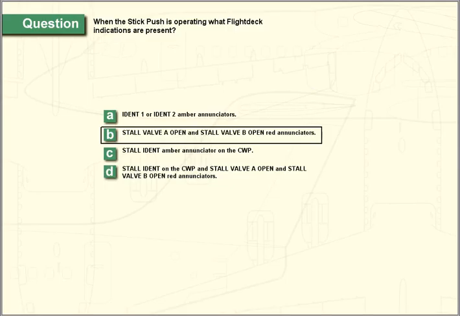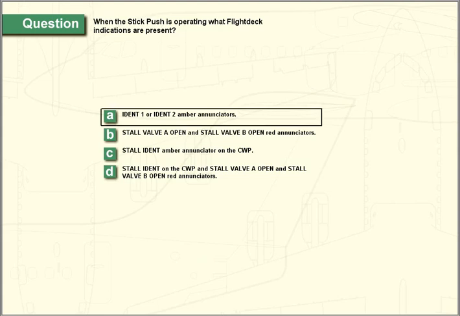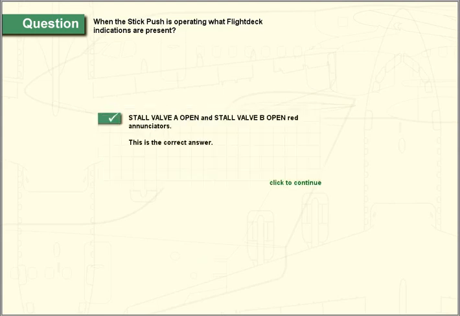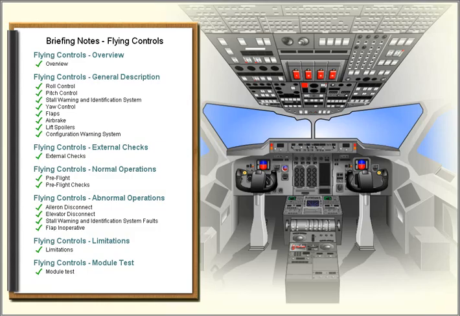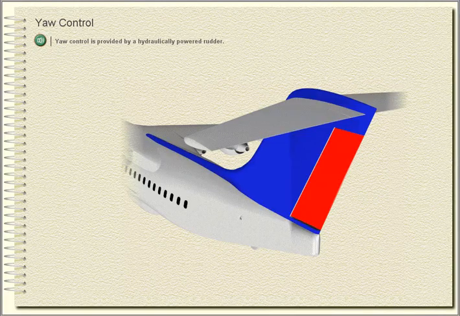When the stick push is operating, what flight deck indications are present? That completes the stall warning and identification system. To finish this lesson on primary flight controls, we will look at yaw control. Yaw control.